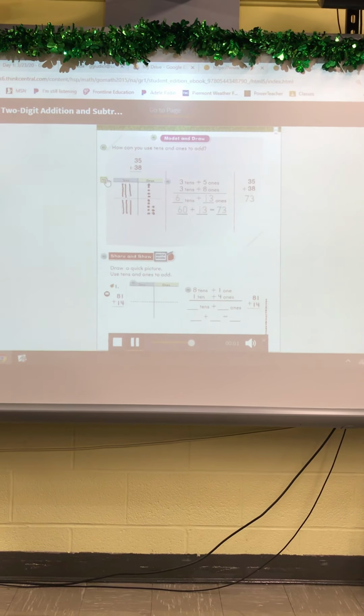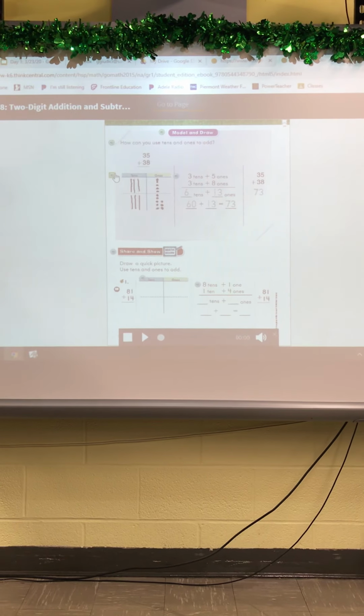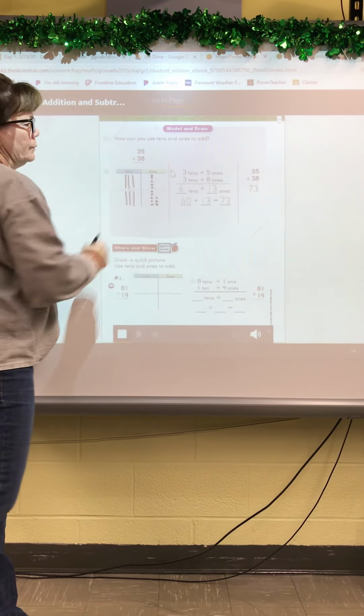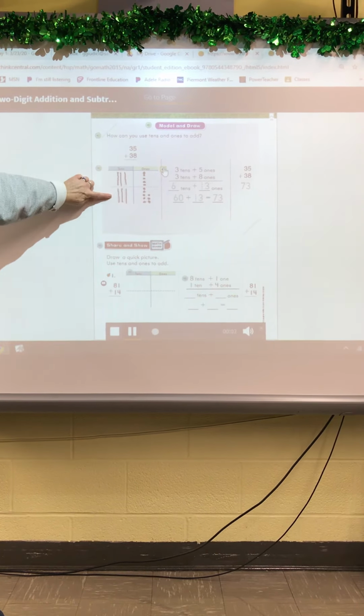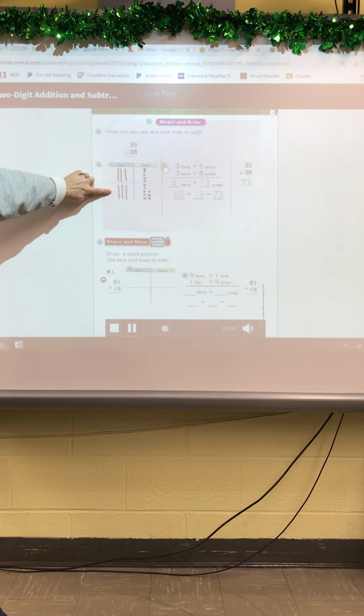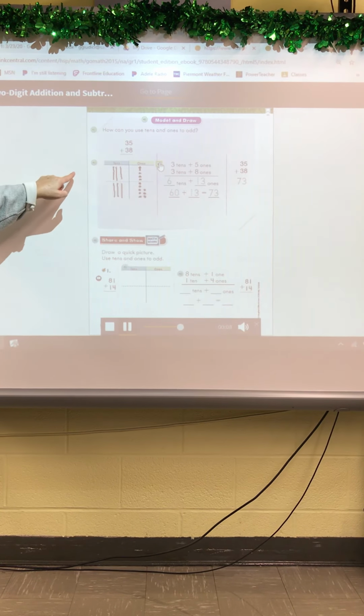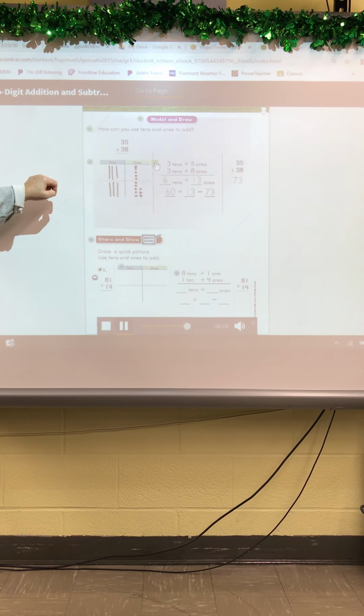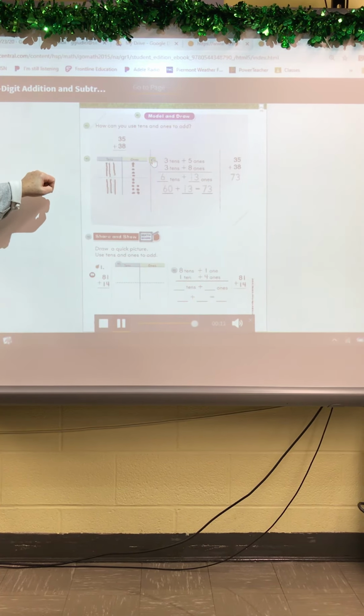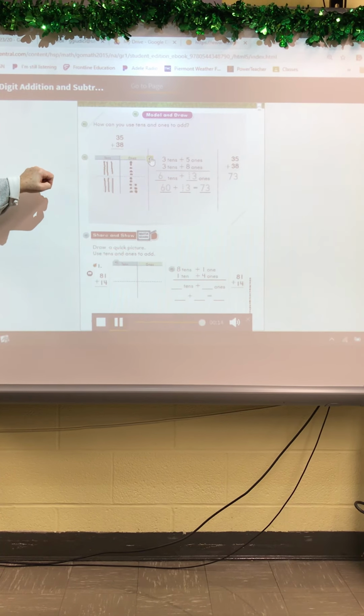Tens, ones. 3 tens plus 5 ones. 3 tens plus 8 ones. 6 tens plus 13 ones. 60 plus 13 is equal to 73.